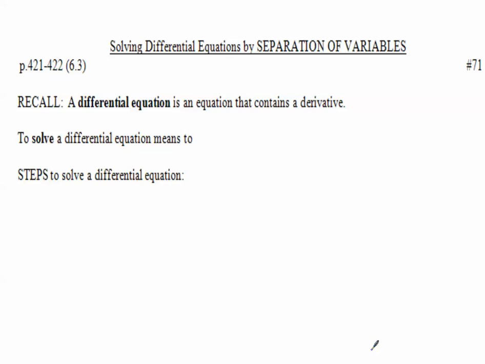In section 6.3, our objective is to solve differential equations by separation of variables. Let's recall that a differential equation is an equation that contains a derivative. And if we want to solve the differential equation, we want an equation that does not have a derivative. How do we go backwards from a derivative to not a derivative? What's that called?